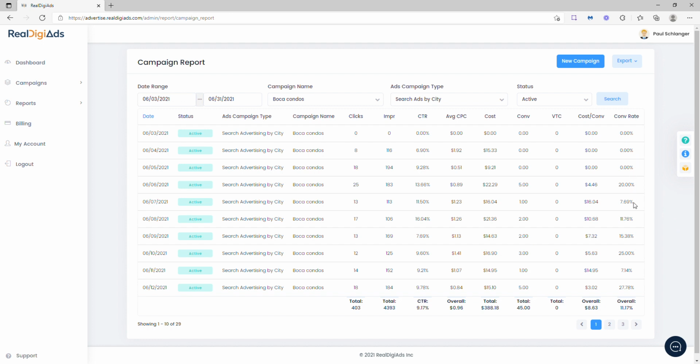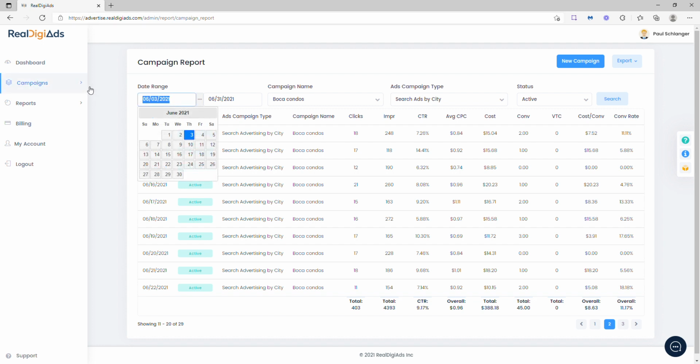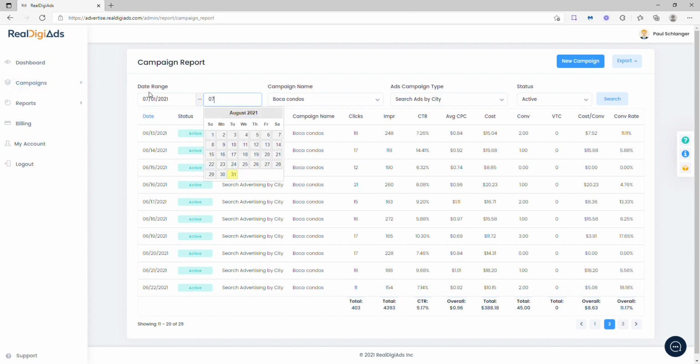Here are the conversion rates. Let's go to the next page. Oh, we did not get a conversion on the 15th. And did not receive a conversion on the 20th. Let's look at July. Remember these numbers.